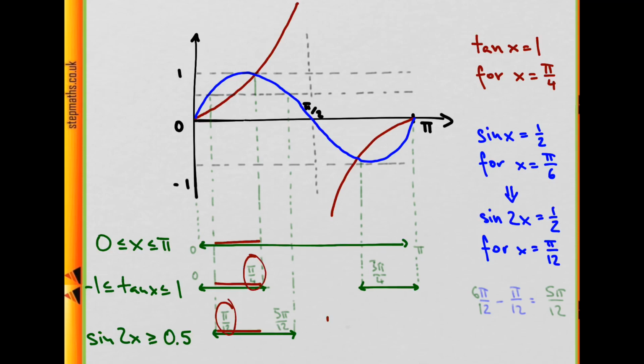And how long is that interval? Well, pi by 4 minus pi by 12. We're going to need a common denominator again, so that's 3 pi by 12 minus pi by 12, which is 2 pi by 12, or pi by 6. And that is our final answer. And in the exam, that was option B.